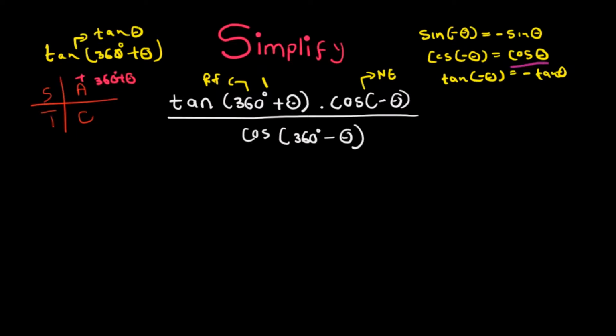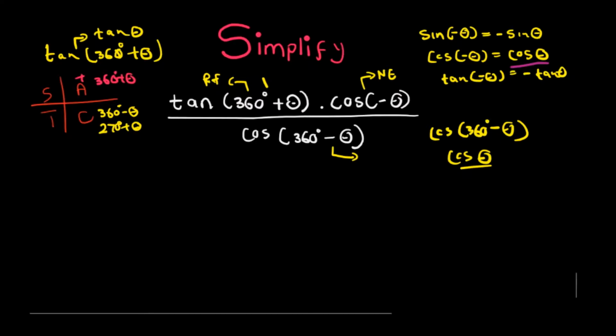And then looking at this one here, which is cos of 360 degrees minus theta, it lies in the fourth quadrant, where we have cos as positive. So in this case, because we have 360 degrees minus theta, and we know very well that in the fourth quadrant cos is positive, we're simply going to have cos of theta.